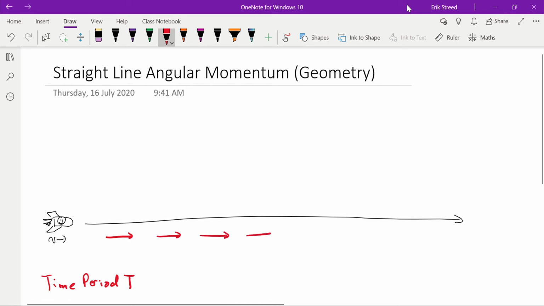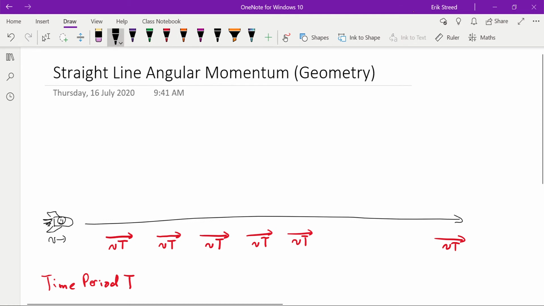And hopefully I can draw these bars correctly. So we've got vt, vt, vt, vt, vt, and then way out here, vt. And despite how I may have drawn them, they all should be the same length.